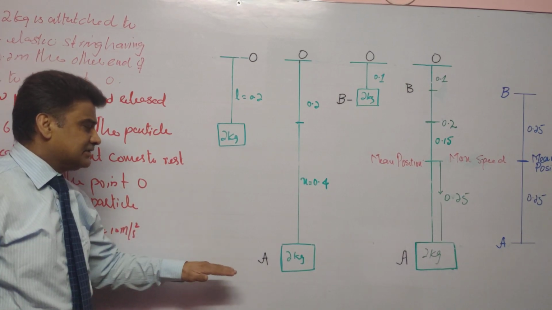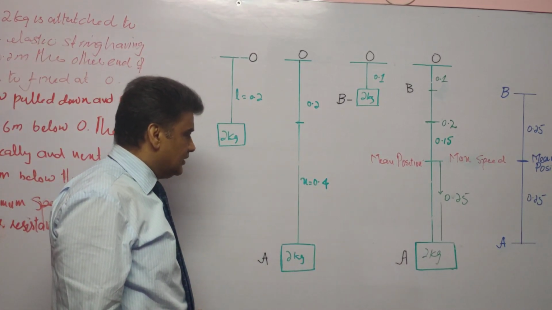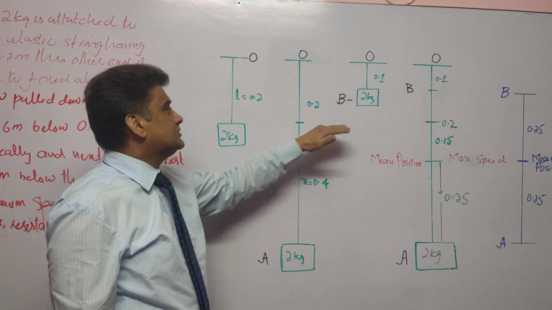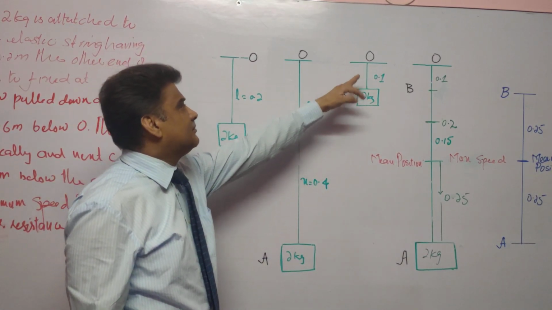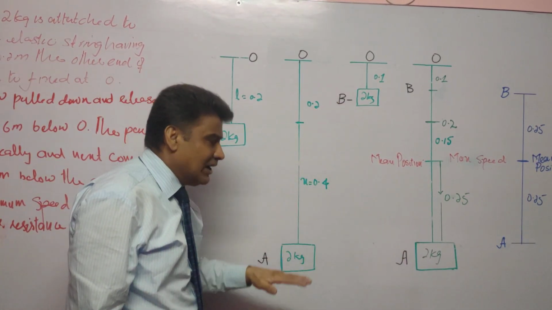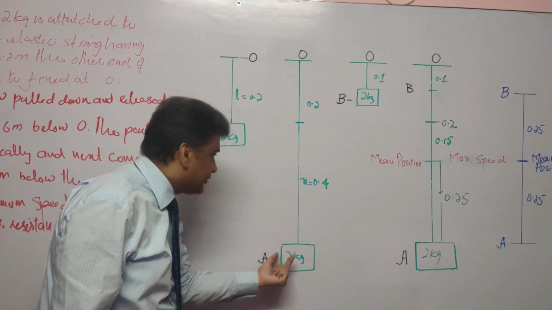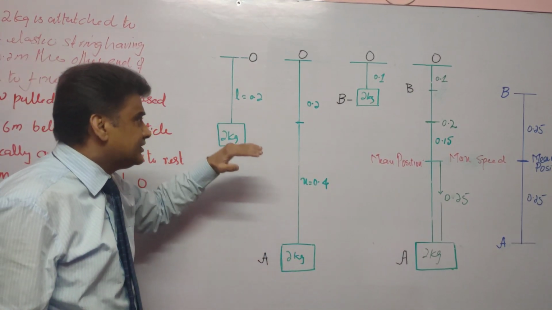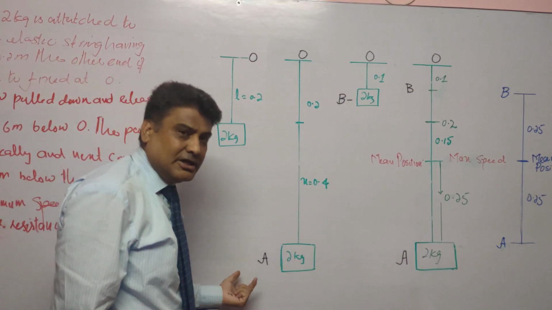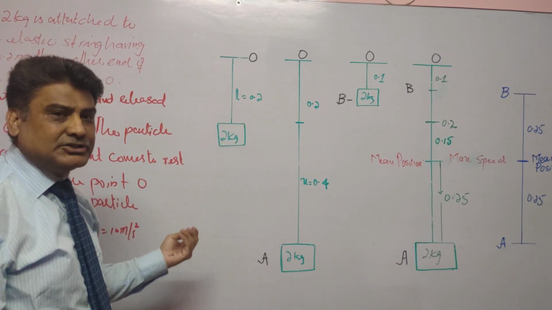When we release the particle, obviously it will move in upward direction due to elasticity, and it will move to the point B, which is 0.1 meter below the point O. Up to the point B, the value of h continuously increases, so its gravitational potential energy also continuously increases up to the point B.